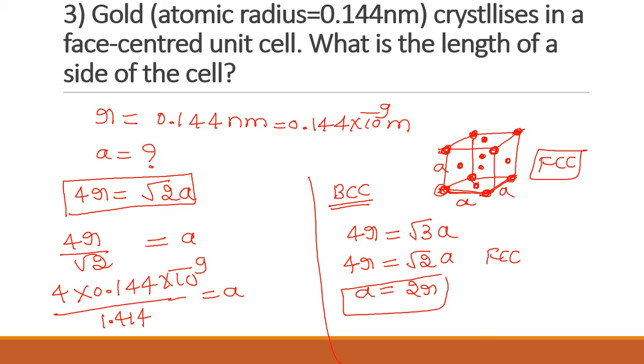So I got the answer here. A is equal to 0.4073 nanometers. This is the answer. Simple one, but it is important also. Clear?